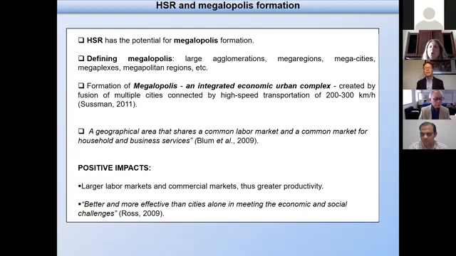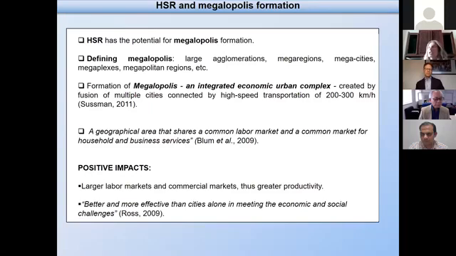I do like the definition of Joseph Sussman. He is a professor from MIT, who says that the megalopolis is an integrated economic urban complex which is created by the fusion of multiple cities connected by high speed transportation of 200, 300 kilometers per hour, or the definition by Bloom and his colleagues, who say that it is a geographical area that shares a common labor market and a common market for households and business services.